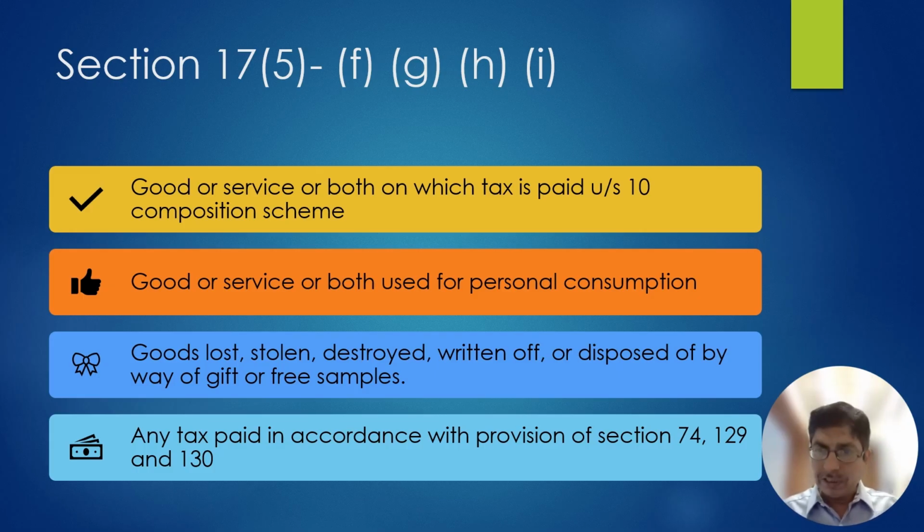Frankly speaking, I don't understand the purpose of this clause, because main section 16 says that the goods or services purchased, procured to be used or intended to be used in the course or furtherance of business. It means personal consumption is ruled out. However, as an abundant precaution, this is given as a separate clause: if the goods or services are purchased for personal consumption, the credit is not available.